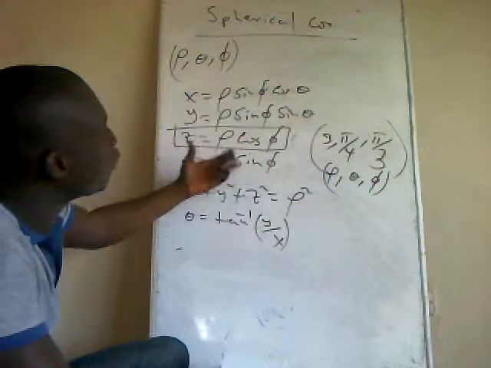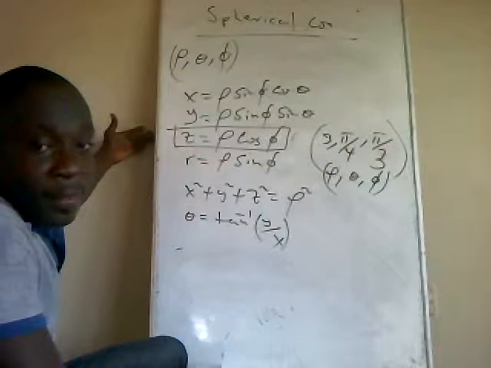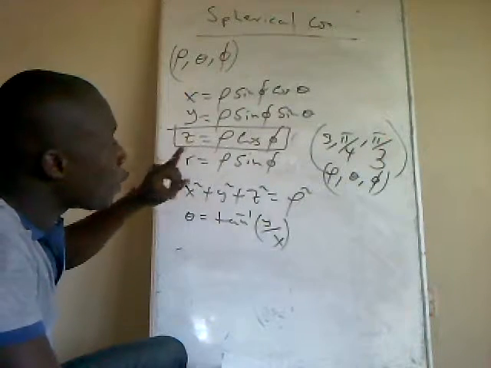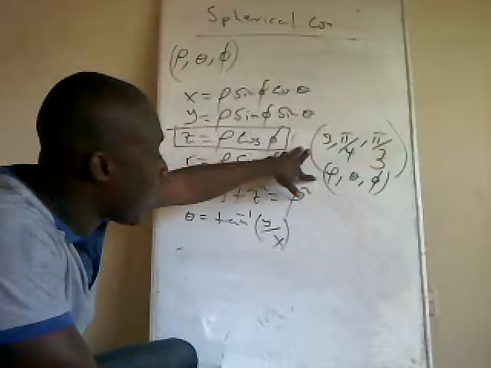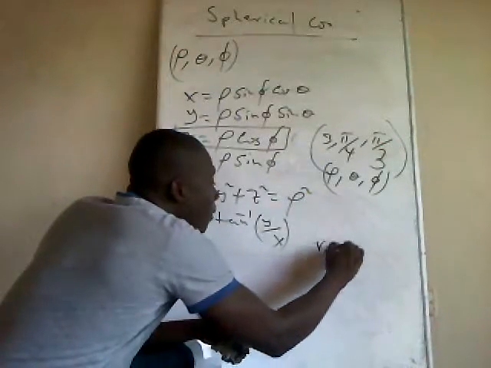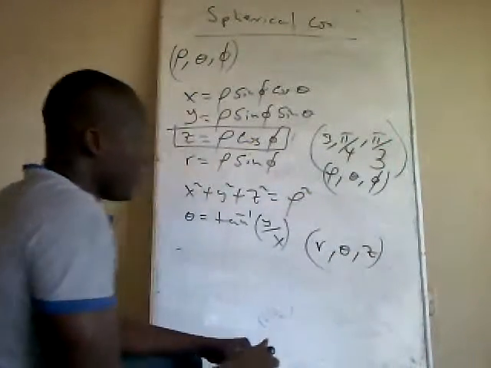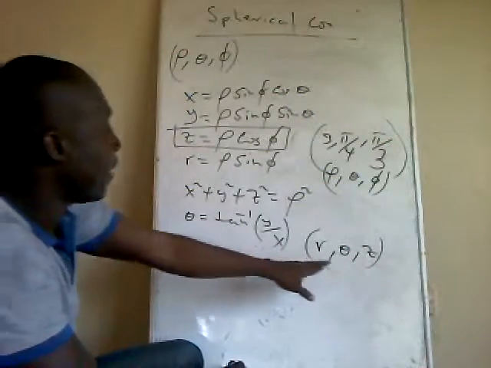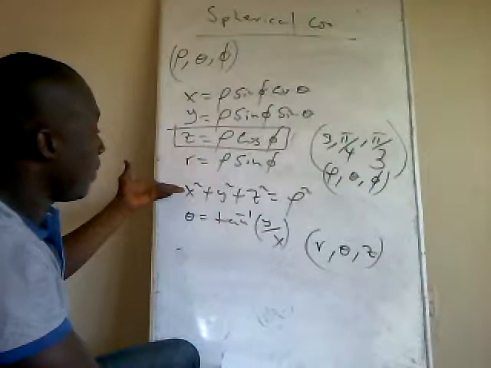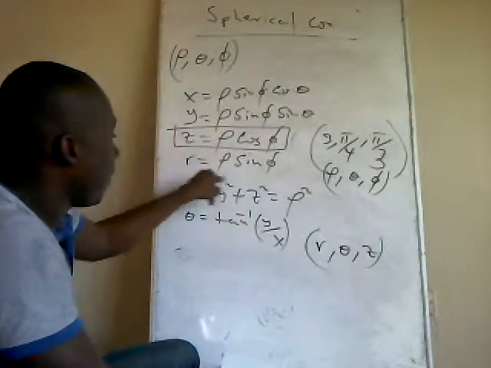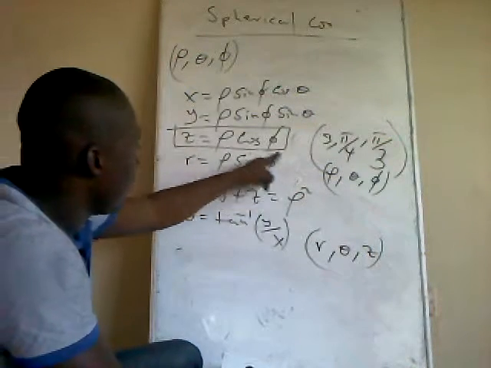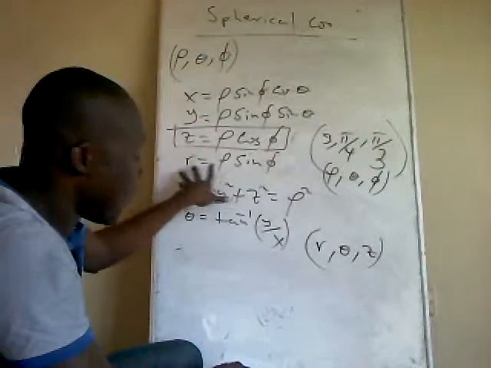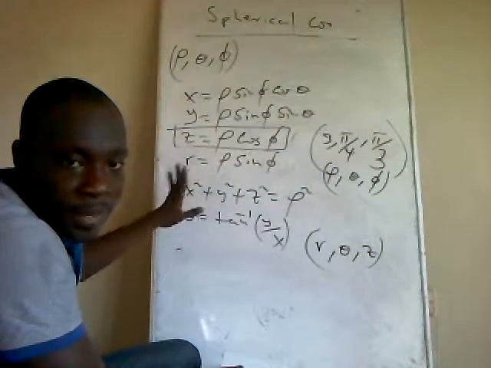Once I can convert this to rectangular, then it's easy for me to bring it to cylindrical, even if I were asked to convert this to cylindrical. What is cylindrical? R, theta, and z. I can use this equation to find z, another equation to find theta. All I need is r, and from here, I can find r because I know what rho is, I know what phi is. I hope you understand. That should not be a problem.